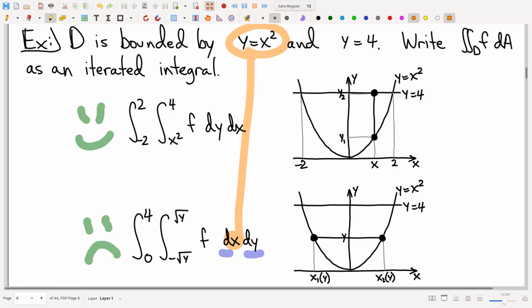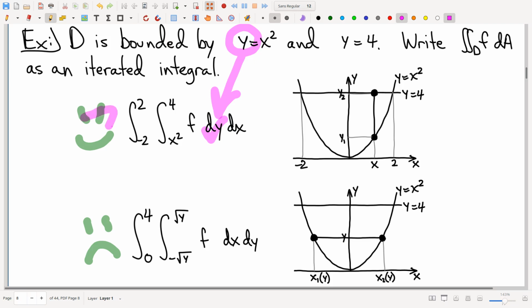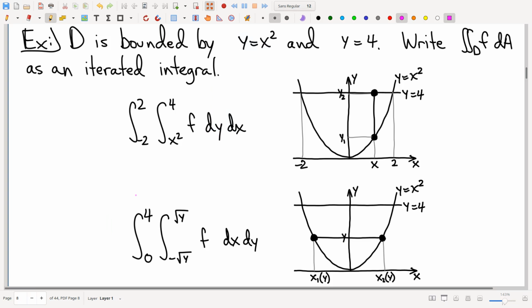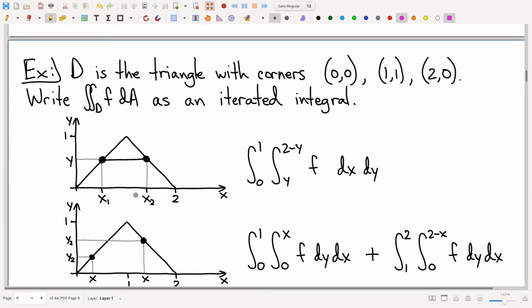So, roughly speaking, my little hack, little rule of thumb is: identify which variable you would rather solve for and put that on the inside, because you're going to have to solve for it, right? So, that's just a strategy. Okay, all righty. This is not my only criterion, by the way.